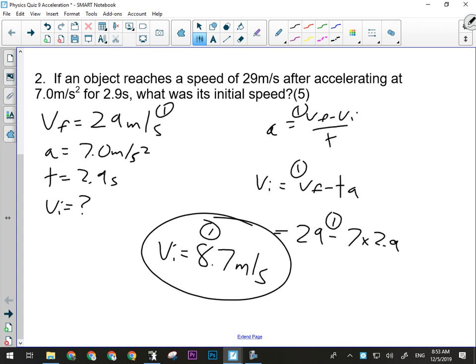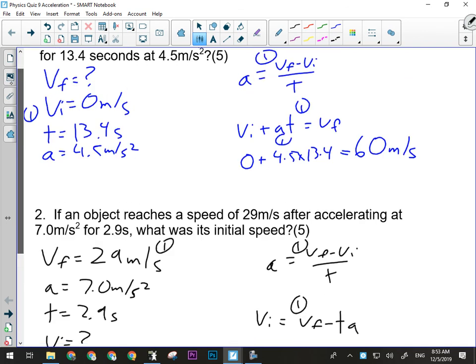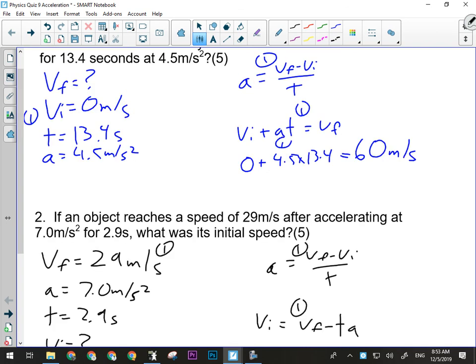Questions on either of those? They put it in scientific notation for the first question, so they have 6.0 times 10 to the 1. That's fine.